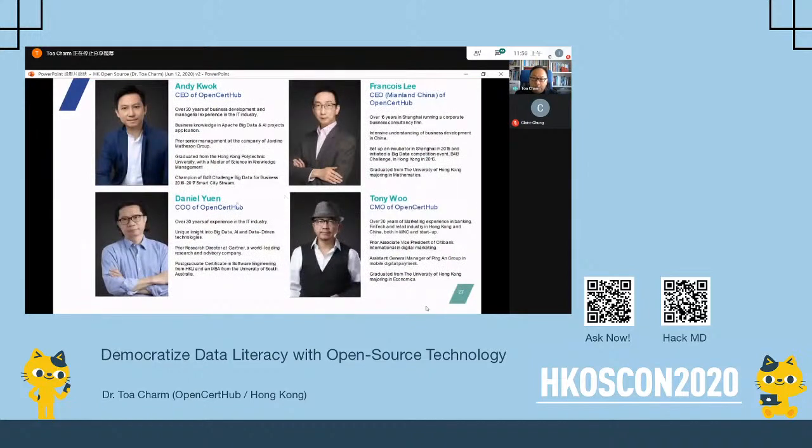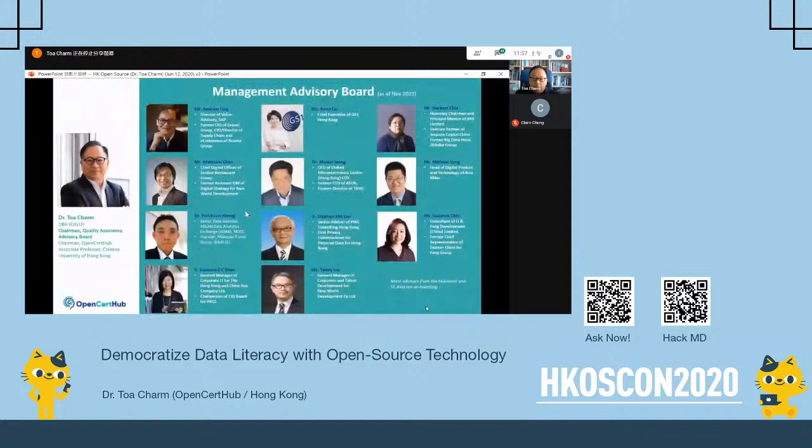So Andy is the CEO of Hong Kong, and Francois is the CEO for mainland, and we have Daniel as a COO, very experienced big data analyst from Ghana and also from other company, and also we have the CMO Tony. So not only our core team, but we also set up, because we are an examination and qualification company. We set up the standard and we provide examinations and qualification for those people.